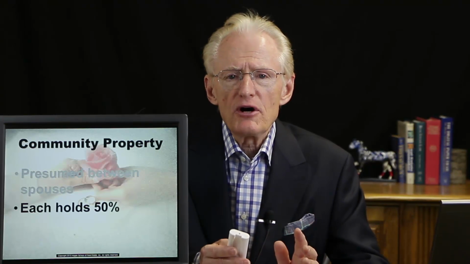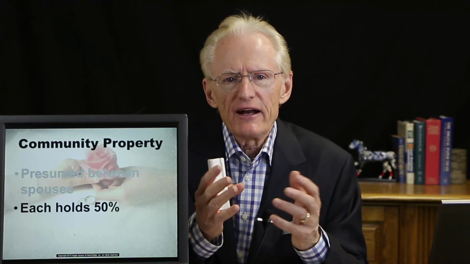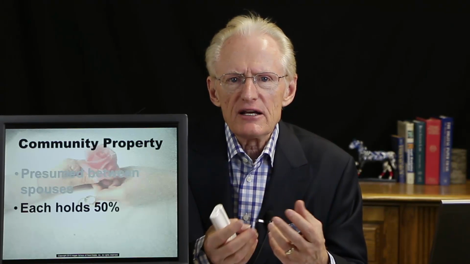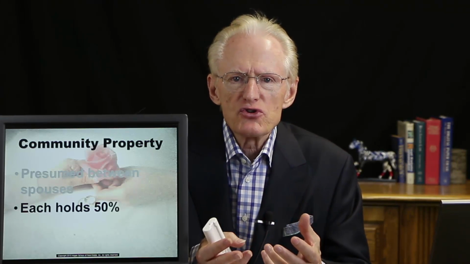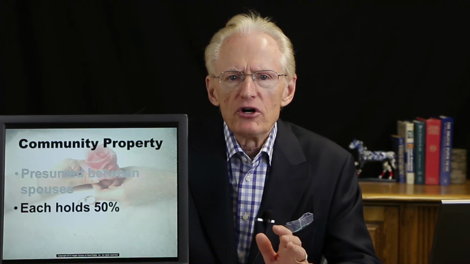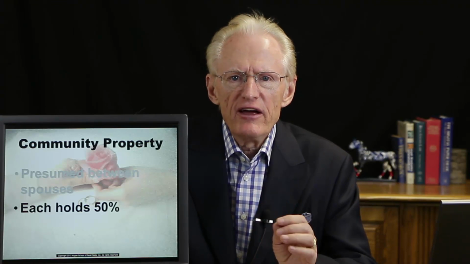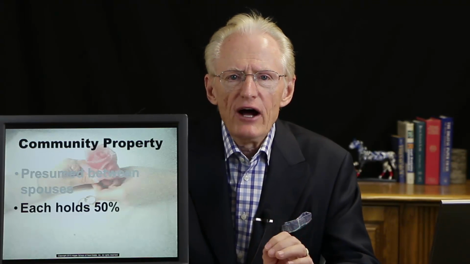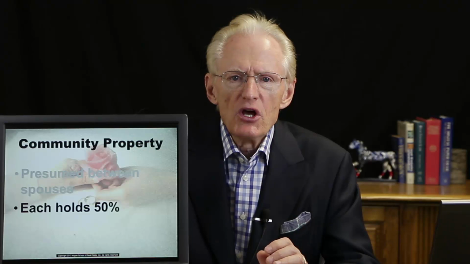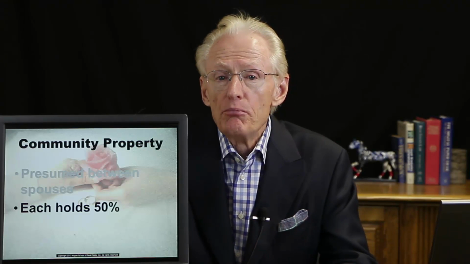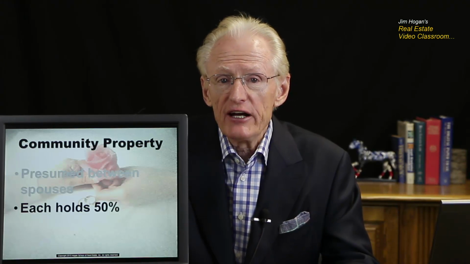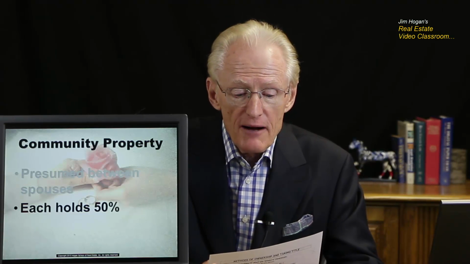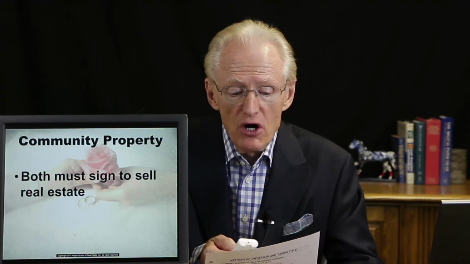Now with community property, the community is looked at as holding the property, but in reality each spouse has a half interest in the property. However, neither spouse can convey their half interest to third parties without the other spouse's permission. In other words, with real property, both spouses have to sign in order to convey any ownership interest in community property. So take a look at your notes here.